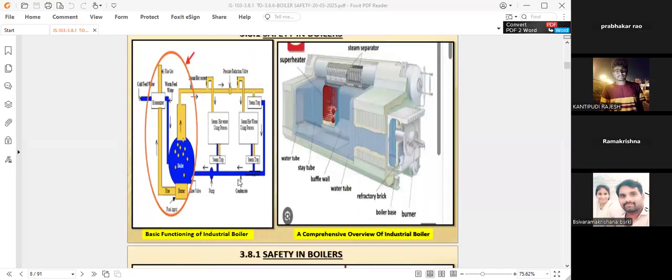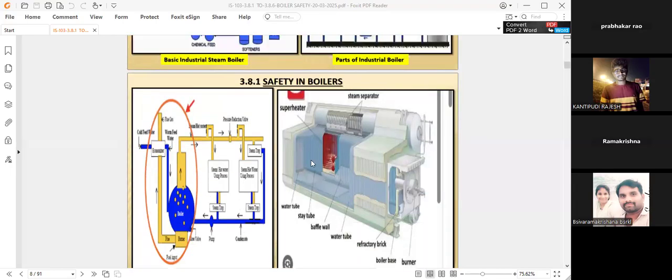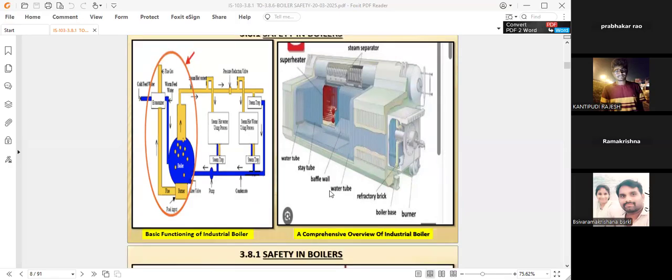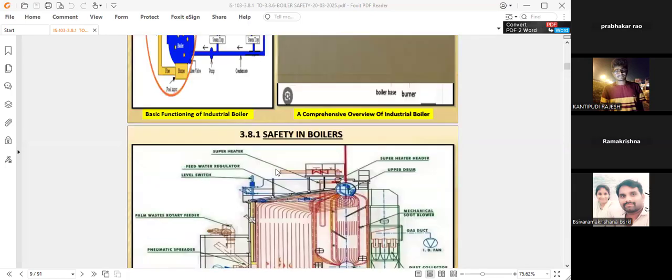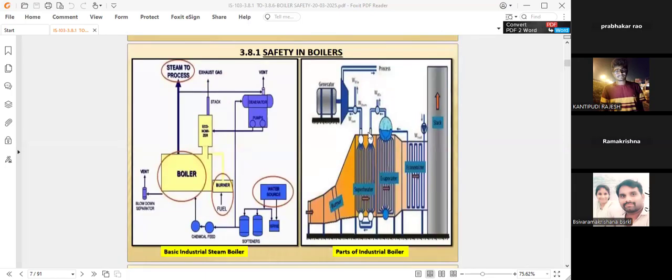Another way of explanation is also there. The cross section of the steam separator and all these things inside. Of course, a comprehensive overview of the detailed basic function of the industrial boiler. To understand better, I am giving all the pictorial presentations here. Now it is a very interesting point.